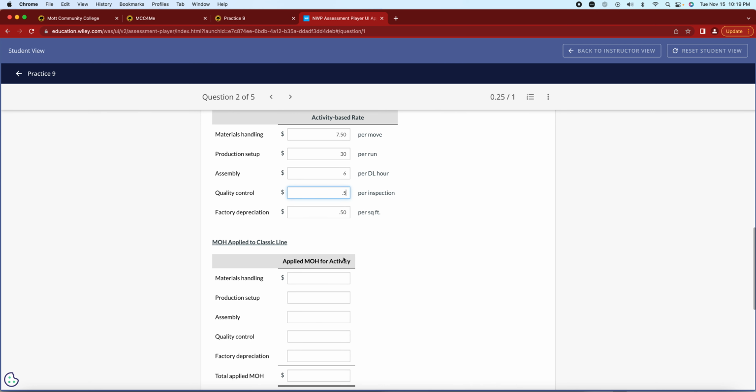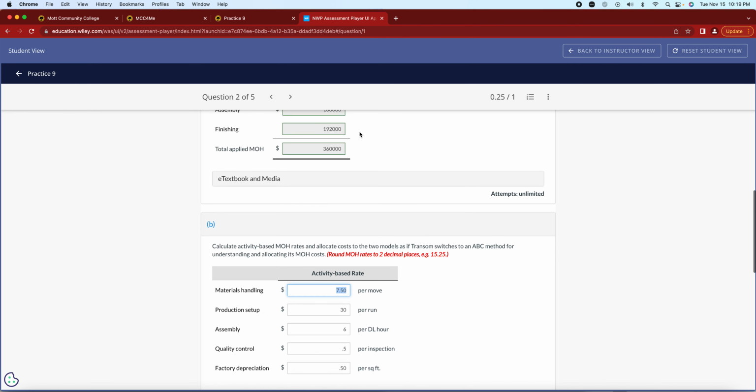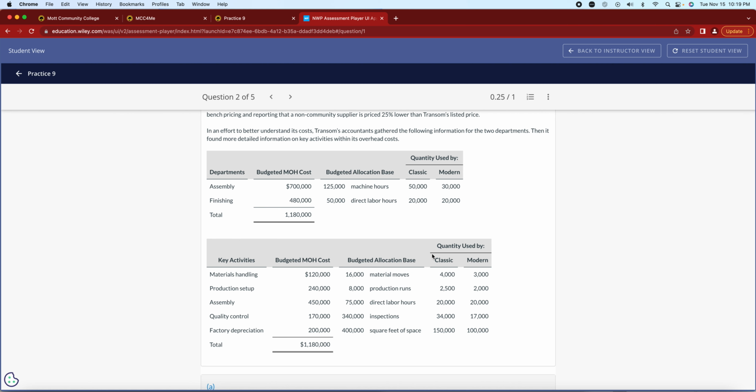Okay, so we have figured out the rates. We want to do the same thing we did with the departmental, but we have all these different, well, 2 products actually. So we're going to figure out the amount of overhead for each one of those 5 areas for each product. So like I said, it's the same calculation. You're just doing it multiple times when you move from the single plant-wide rate to the departmental rate to the activity-based costing rate.